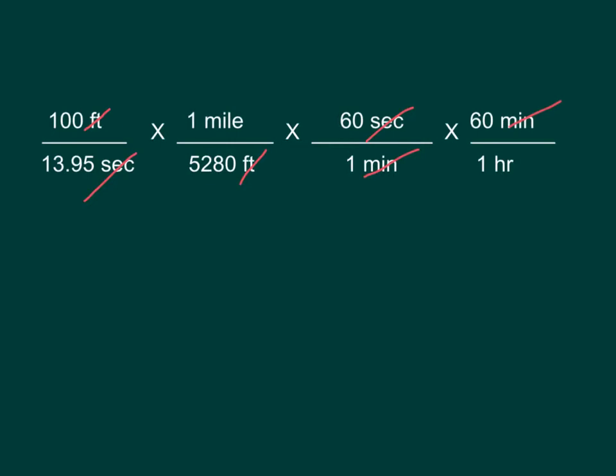Okay, let's review. We started out with 100 feet in 13.95 seconds. We got rid of the feet here and here by putting 1 mile over 5,280 feet. Then we get rid of the seconds here and here, and then we get rid of the minutes here and here. This gives our answer in miles per hour, which is what we want. And now we're ready to do the math.